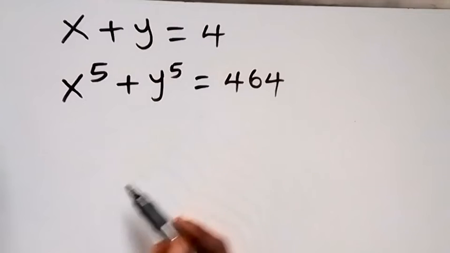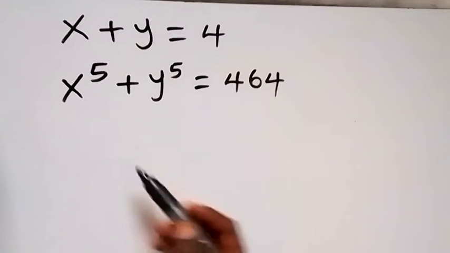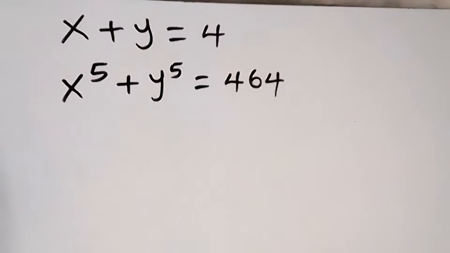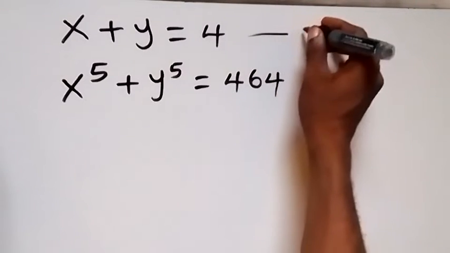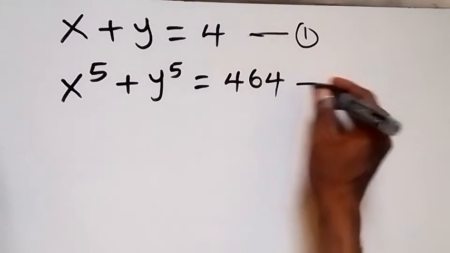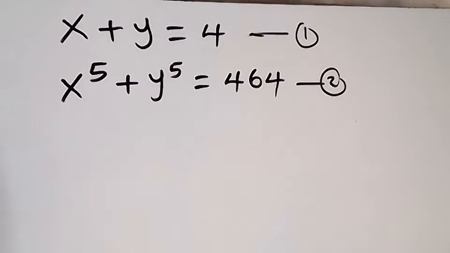X plus y equals 4 and x raised to power 5 plus y raised to power 5 equals 464. Now from here, let's label this as equation 1, and this as equation 2.